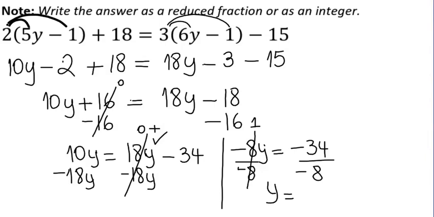8 can be divided by 4, but the 34 cannot. So I'm going to try the 2. And what else can I do? Look at the signs. It becomes a positive number, right? Because numerator and denominator are negatives. So what is 34 divided by 2? 17, and the 4 here, right?